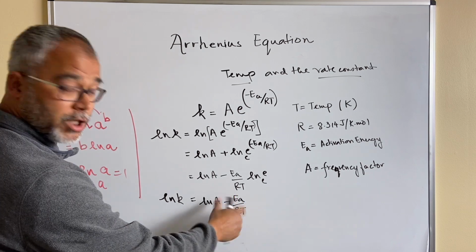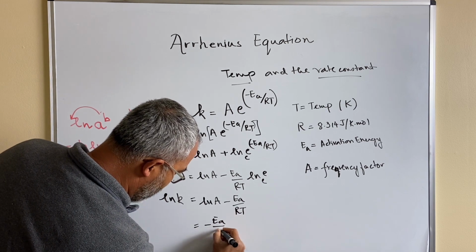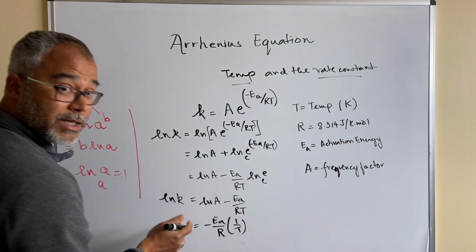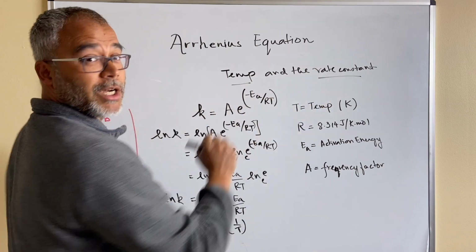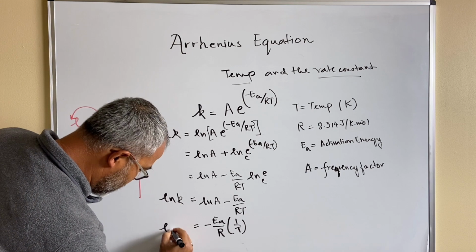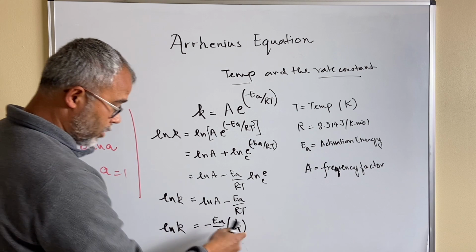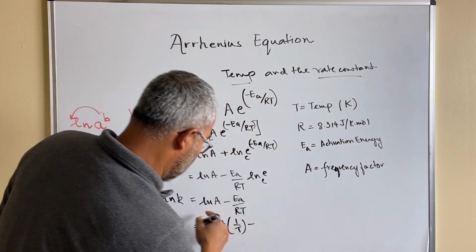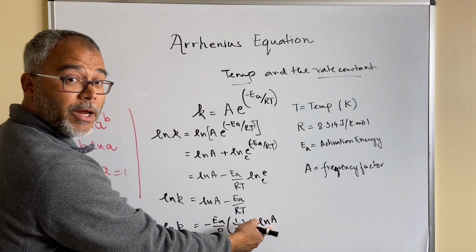And what we'll do is we switch these two terms around. So that is equal to minus EA over R times 1 over T. So we just separate the T because the T is a variable, it's a temperature. And we're trying to map, remember, the temperature and the rate constant. So that is one variable and K is the other variable. So ln of K, this is actually the X variable. So that's going to be on the horizontal axis, and then we're going to put the ln of A on the right side. So that's my y-intercept.